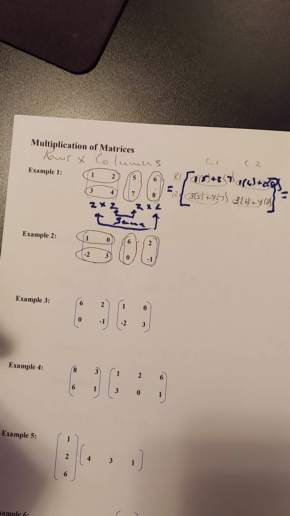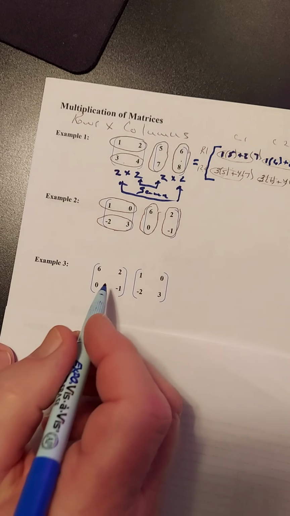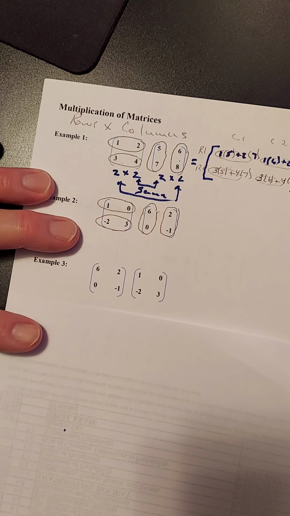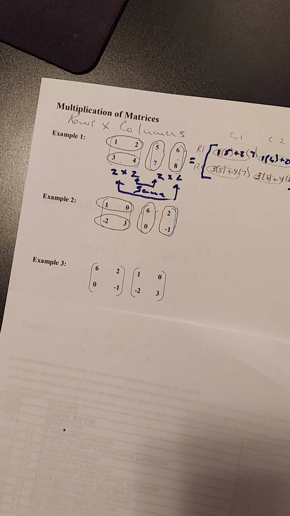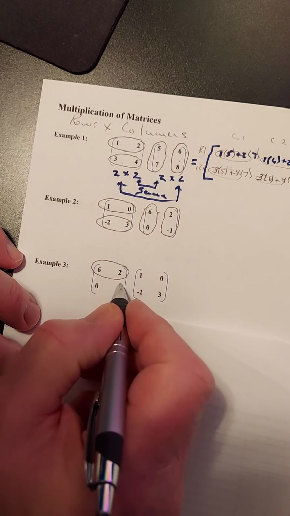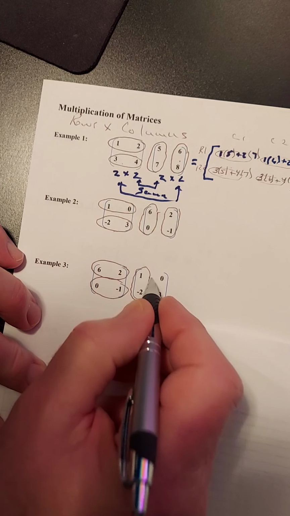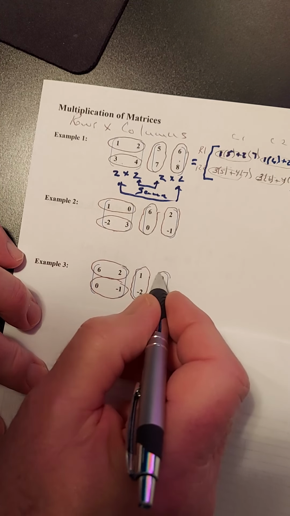Okay. Let's go to this one. I got a 2 by 2 and a 2 by 2, so I should be able to do this. Okay. And the first thing I always do, and you've seen me do it, is I circle the rows and the columns. Now, I always get this at test time. If people aren't paying attention, they assume that they're just going to multiply the same way they add or subtract. And as you know now, that doesn't work that way. So make sure you're doing that.